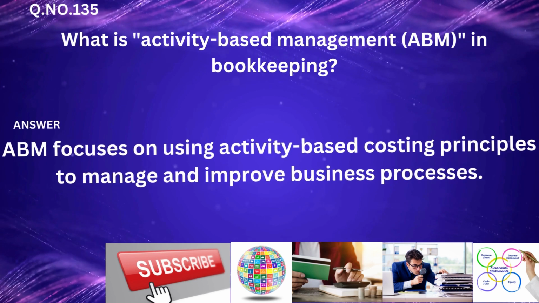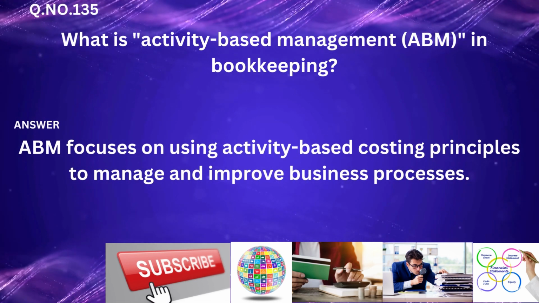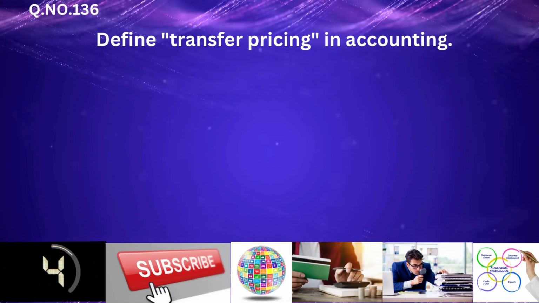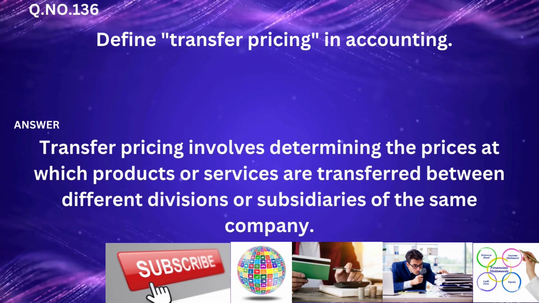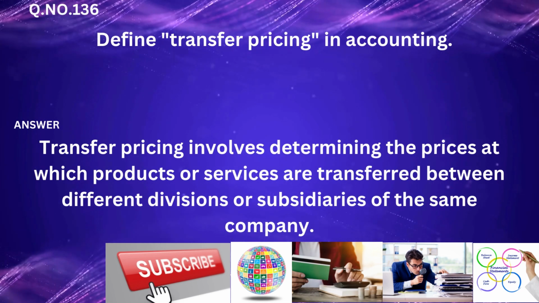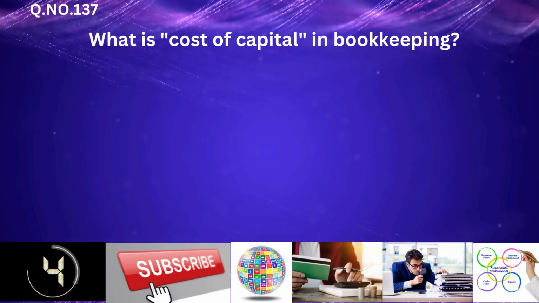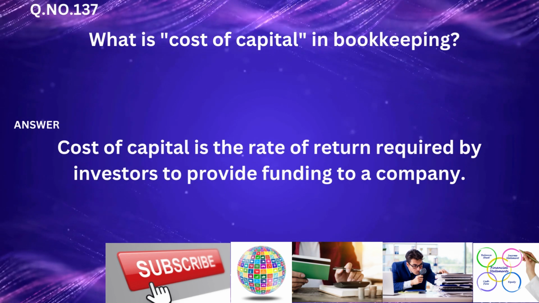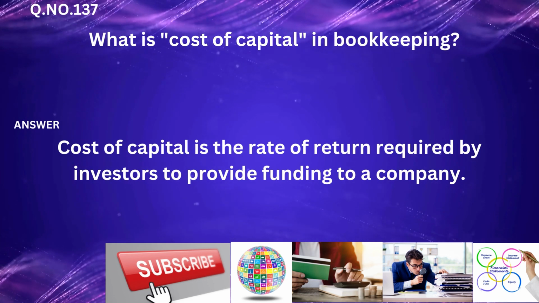Question 142. What is sunk cost in accounting? Answer: sunk cost is a cost that has already been incurred and cannot be recovered. It should not influence future decisions. Question 143. Define cost allocation base in bookkeeping. Answer: a cost allocation base is a factor or measure used to distribute costs to cost objects, such as products or departments. Question 144. What is cost of sales in accounting?